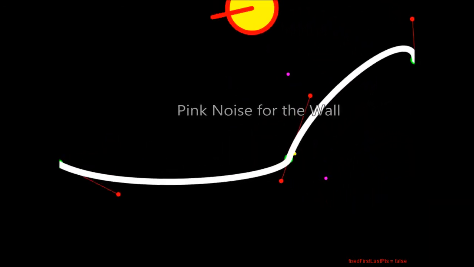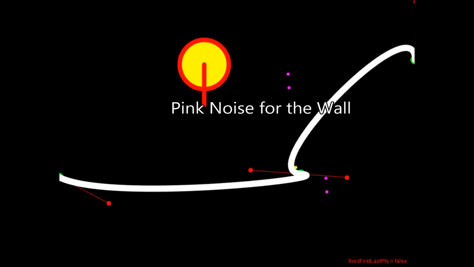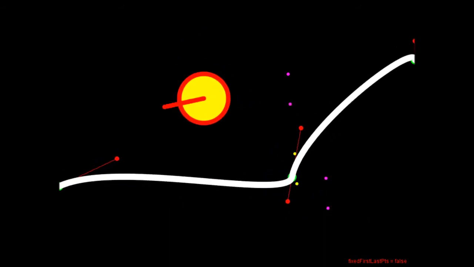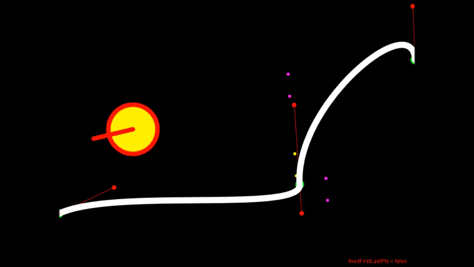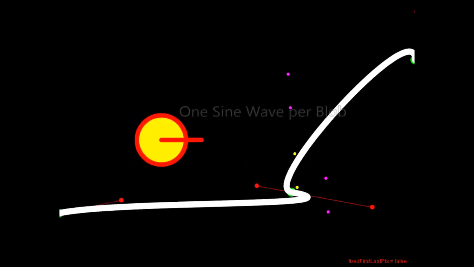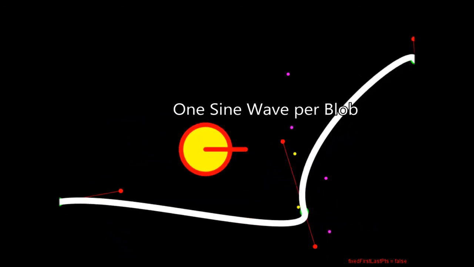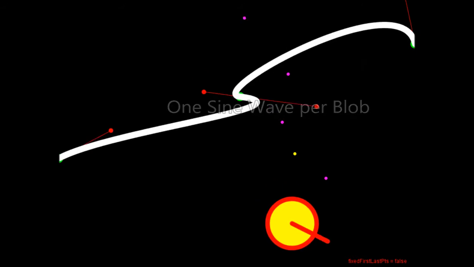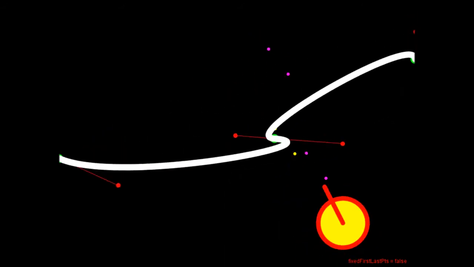The wall has a dedicated ping noise sound. As people go near it, the volume increases. In parallel, each person is assigned a sine wave, for which the volume independently increases as this person approaches the curve.